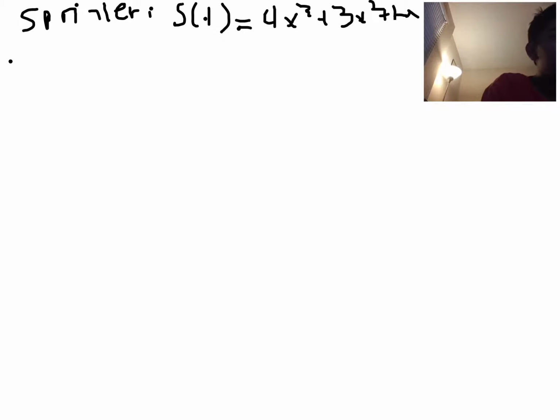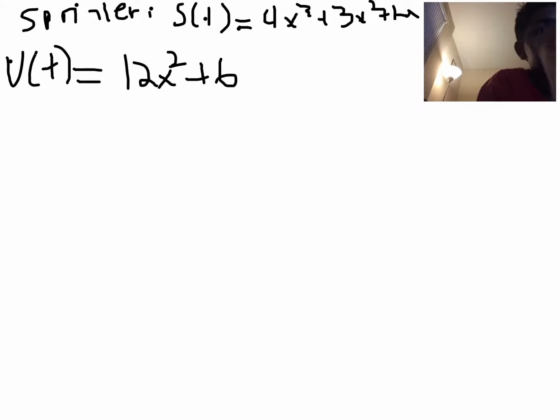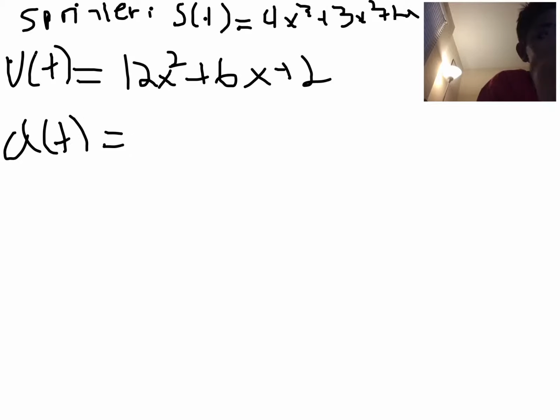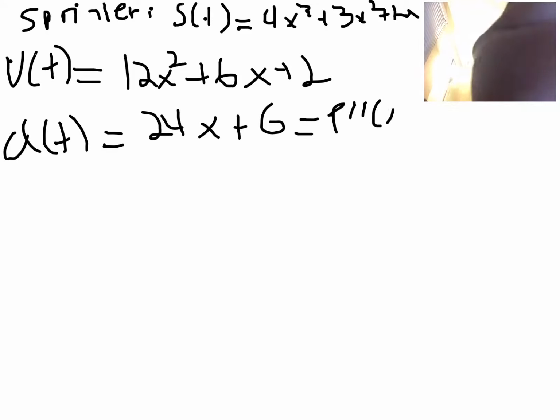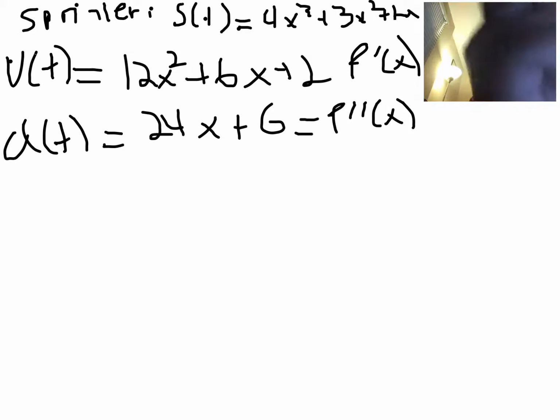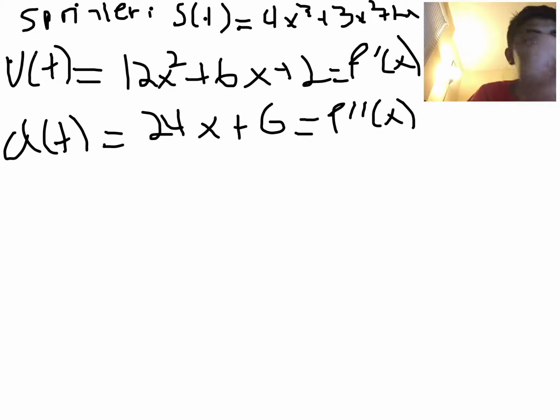So we have velocity as a function of time equal to 12t squared plus 6t plus 2, and then a of t is equal to 24t plus 6, and these are equal to the second derivative and the first derivative. This is a universal formula to find velocity and acceleration functions given the position function.